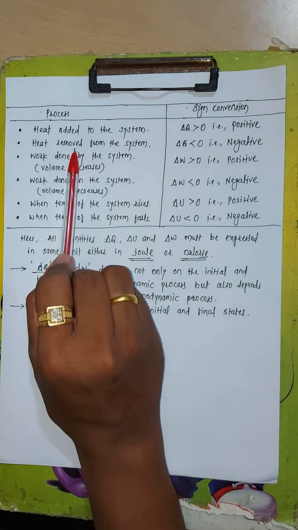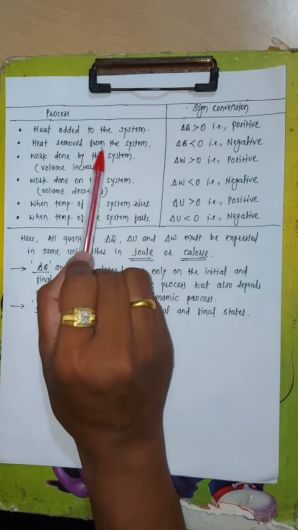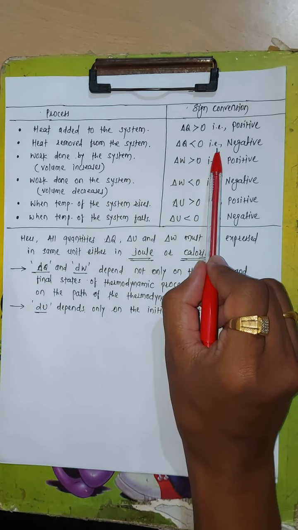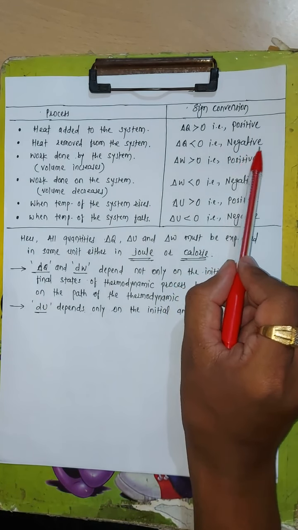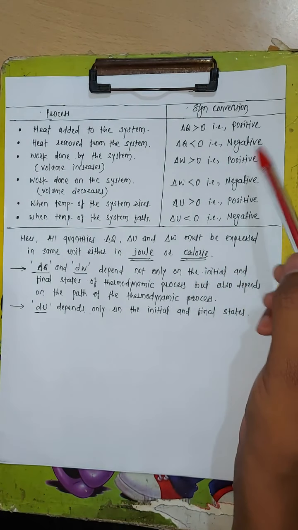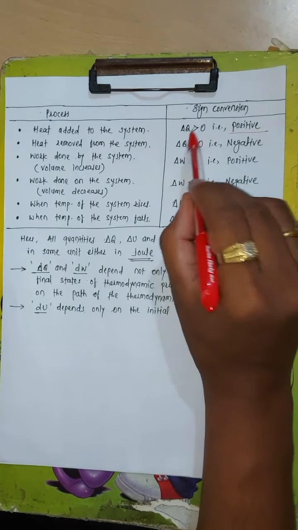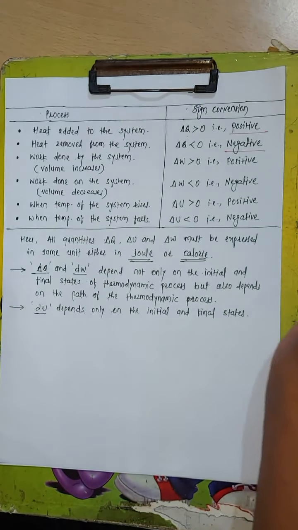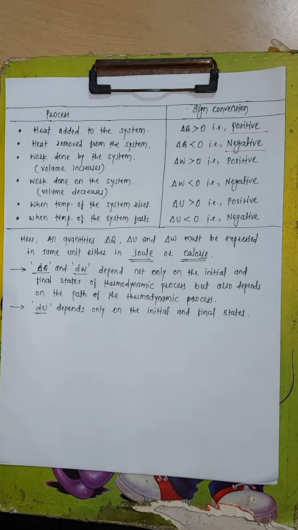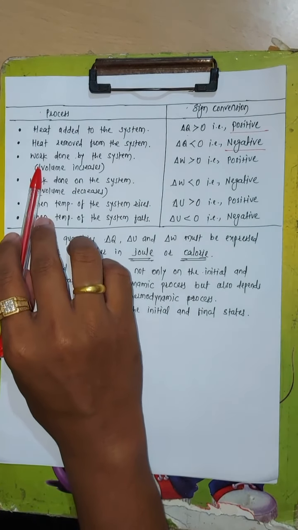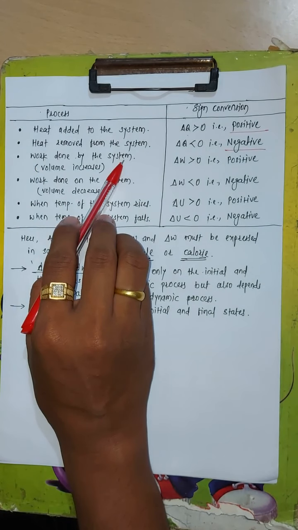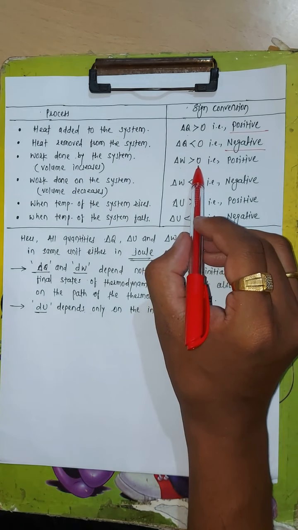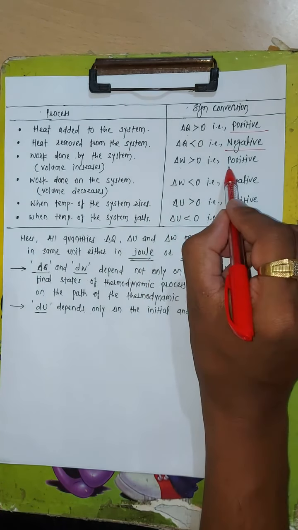But when heat is removed from the system, then the value of delta Q will be less than 0, and that's why we say that heat is negative. Okay, so this is all about heat. So when delta Q is greater than 0, heat is positive, and when delta Q is less than 0, it is negative. Then about work, when work is done by the system and the volume increases, at that time delta W is greater than 0, and then work is positive.